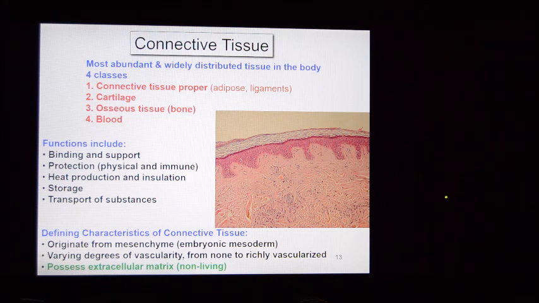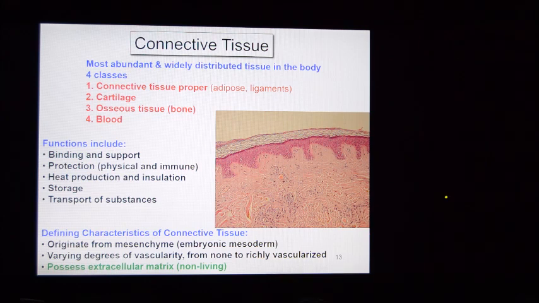And now on to the connective tissues. Connective tissues are just so diverse. There's so much happening here. So there's connective tissue proper, which contains things like adipose, which is fat, and ligaments, which are very tough, unique tissues. Tendons, same concept. Cartilage falls into the realm of connective tissue, of which there are three types, which are all very different from one another. There is osseous tissue, which is a fancy way of saying bone, and blood. All of these are connective tissues.